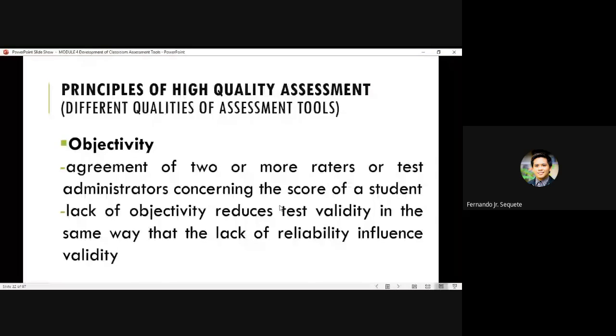And then lack of objectivity reduces test validity in the same way that the lack of reliability influences validity. If we're going to look at that, it is actually the pattern, and you really have to memorize that one. If the exam lacks objectivity, it reduces validity. At the same time, reliability influences validity. So kindly take note of the statement and please do not forget that statement.